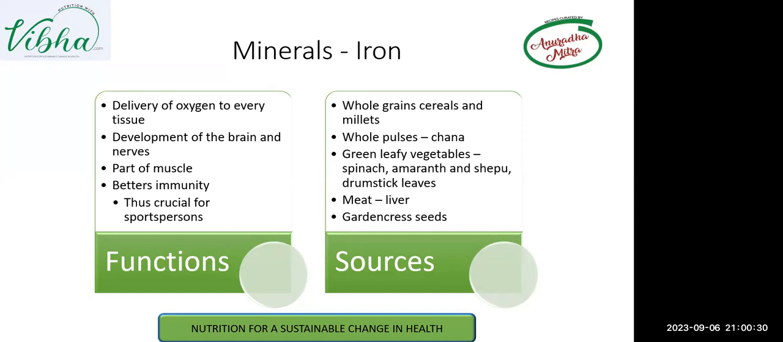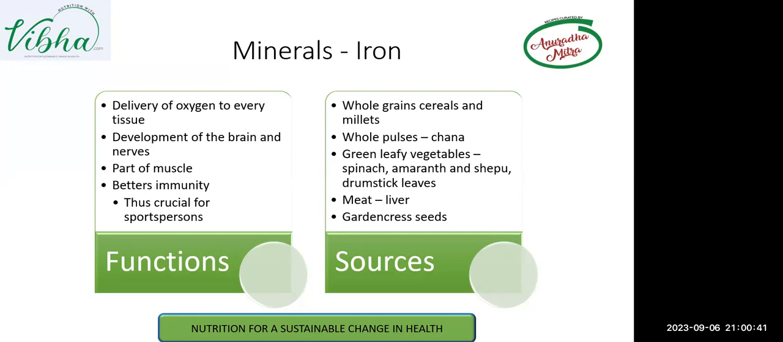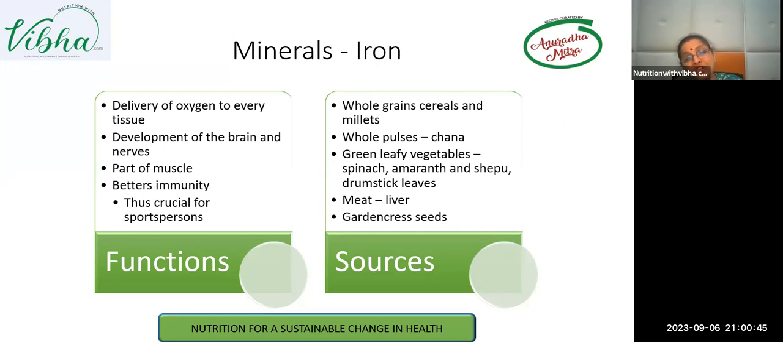Then it is required for neuronal development. That means brain and the nerves. It's a part of your muscle tissue. It improves immunity and therefore is very, very crucial for all kinds of sportspersons, even and especially footballers. Now, where do you get it? Whole grains, again, cereals, millets. Millets like nachni, rajgira, etc. are a good source of iron, calcium, and some of the other micronutrients.